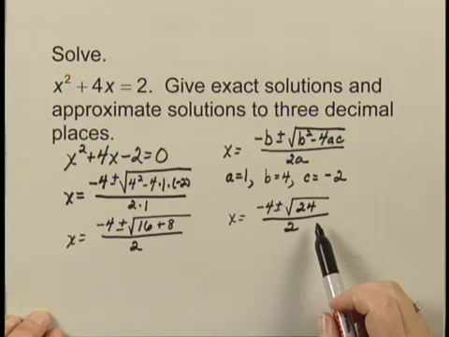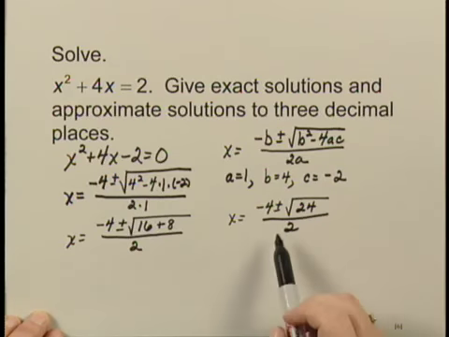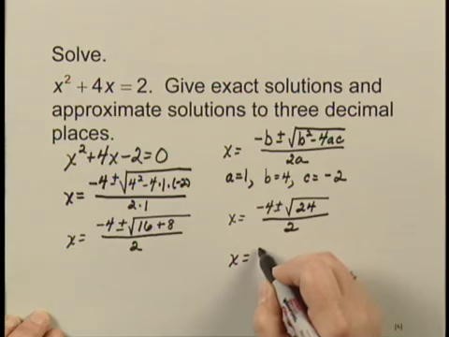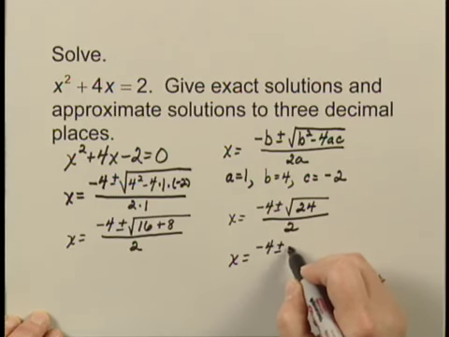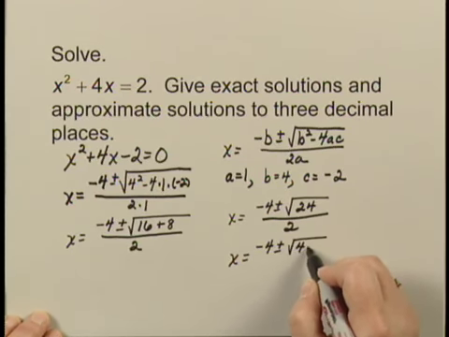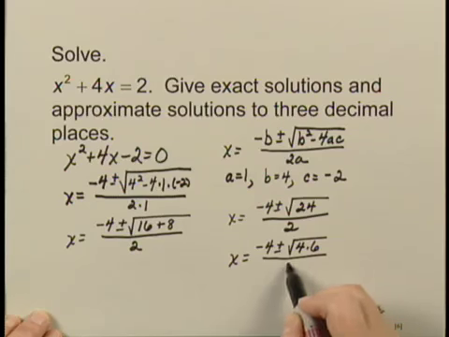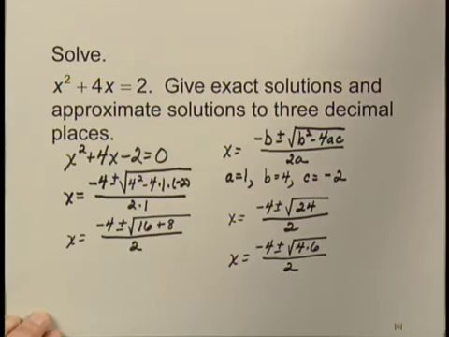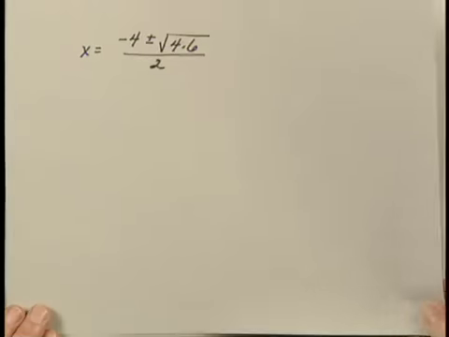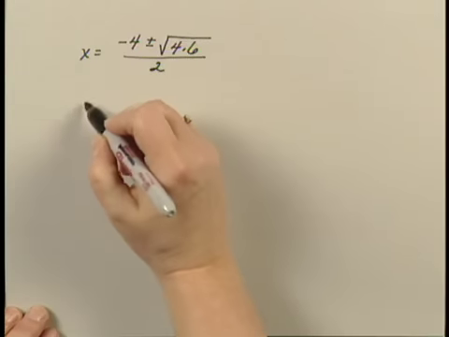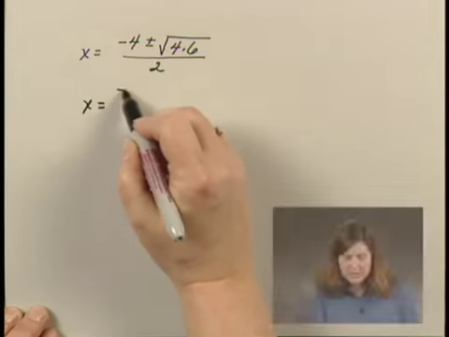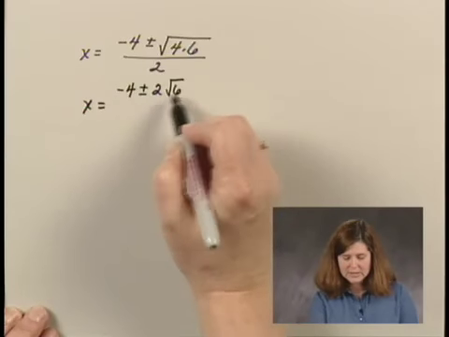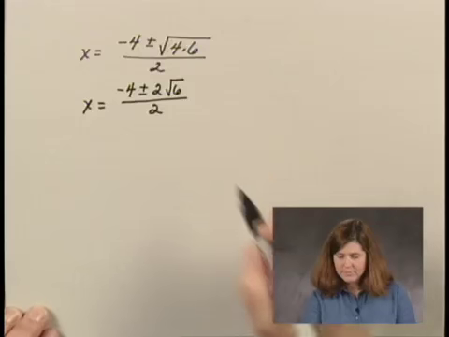Now, since 24 has a perfect square factor, we can simplify this expression. In fact, we can write x equals negative 4 plus or minus the square root of 4 times 6 all over 2. And then we can take the square root of 4, which is 2, and simplify. Doing that, we have x equals negative 4 plus or minus 2 times the square root of 6 over 2.